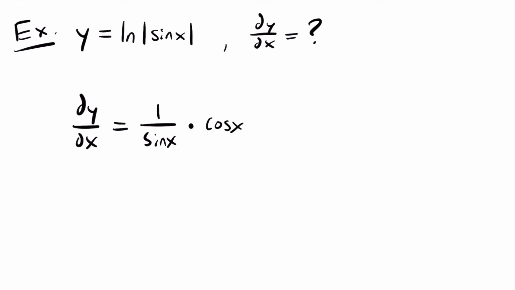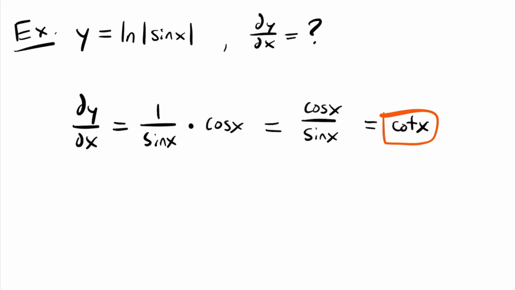And so we have that our derivative is equal to cosine x divided by sine x, which if you remember your trigonometric identities, cosine divided by sine is equal to cotangent. And so we have cotangent of x. And so that is the derivative of our function, the natural log of the absolute value of sine x.